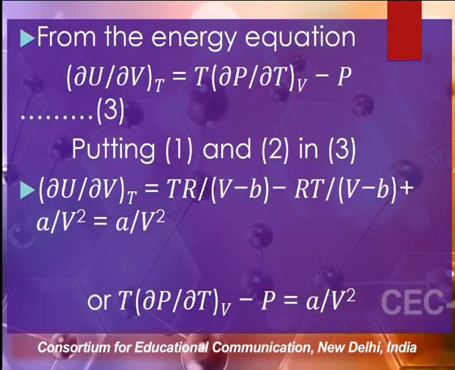RT/(V minus b) gets cancelled. So what am I left with? a/V². This means that T ∂P/∂T at constant volume in the energy equation minus P is equal to a/V².